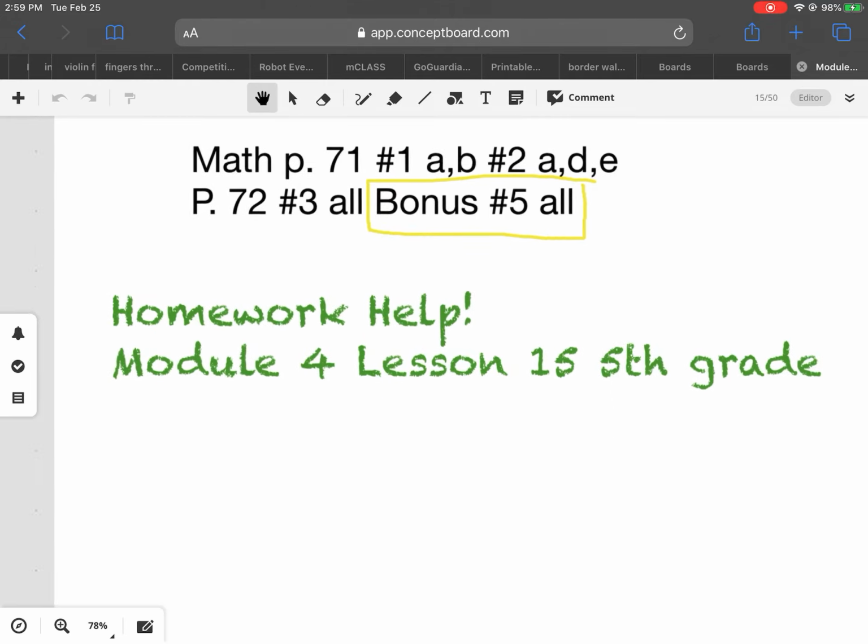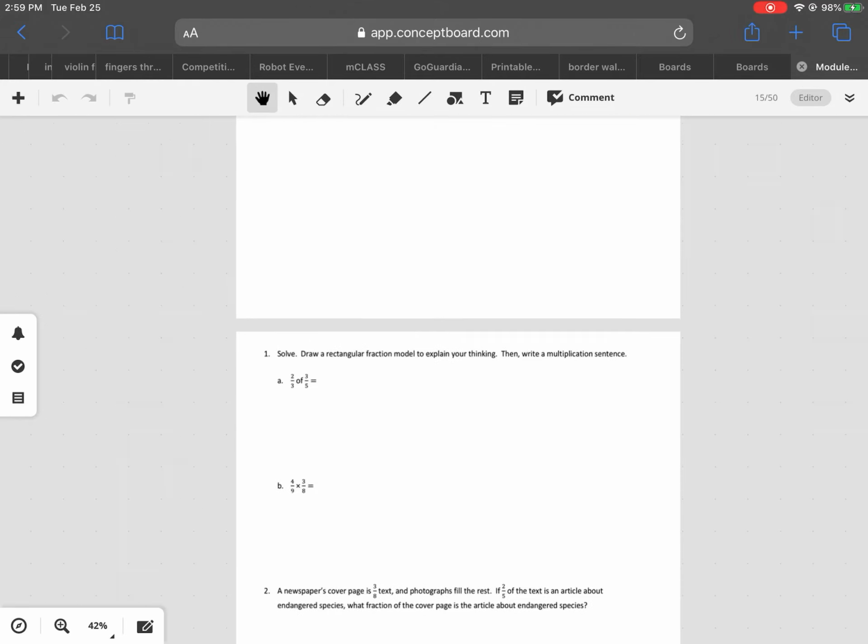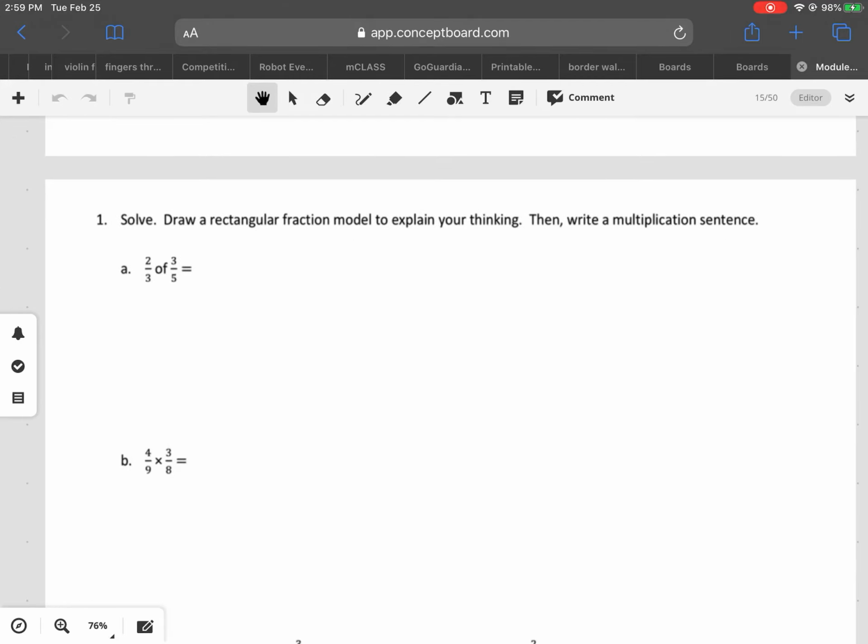Alright, this is Homework Help Module 4, Lesson 15, 5th grade. There's the homework I assigned. The bonus is 5 all. Solve. Draw a rectangle fraction model to explain your thinking. Then write a multiplication sentence.